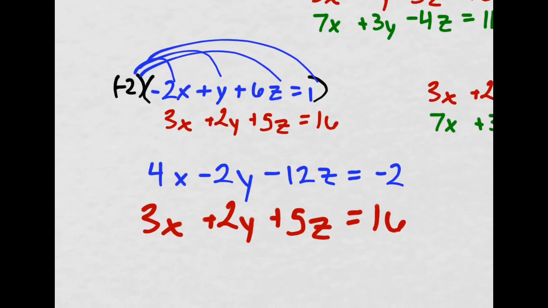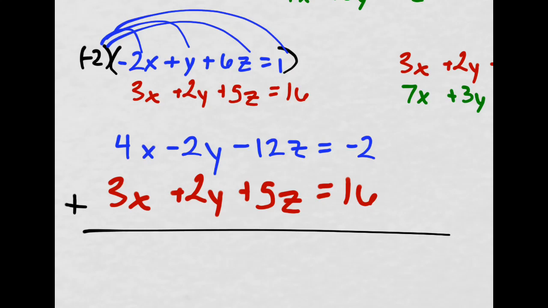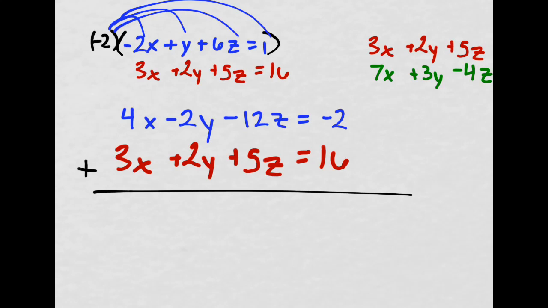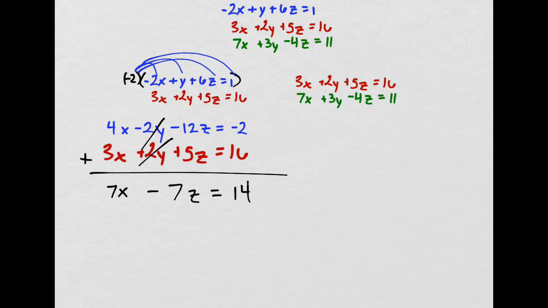So I distribute for that blue equation, and then I recopied the red, and now I'm going to add both of these together. And then my new equation is going to be in black. Hopefully, things cancel out. So the 4x and the 3x make a 7x. This cancels, and I get -7z equals 14. And I'm going to move all of this stuff because it's getting in the way.